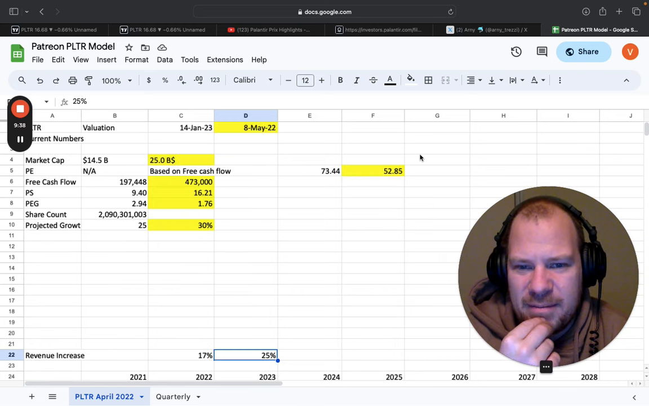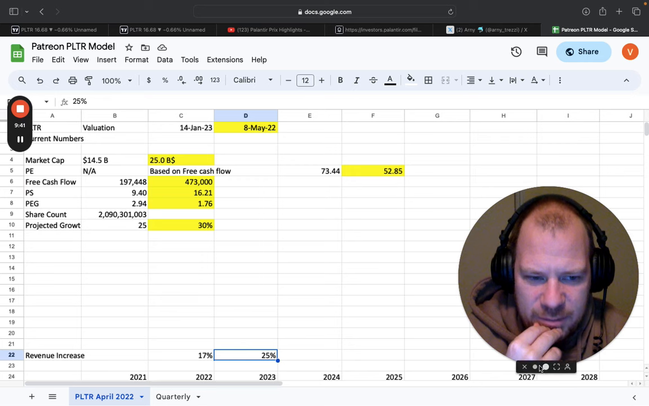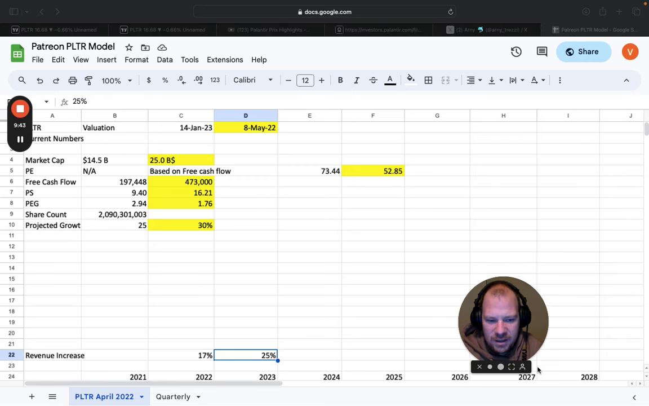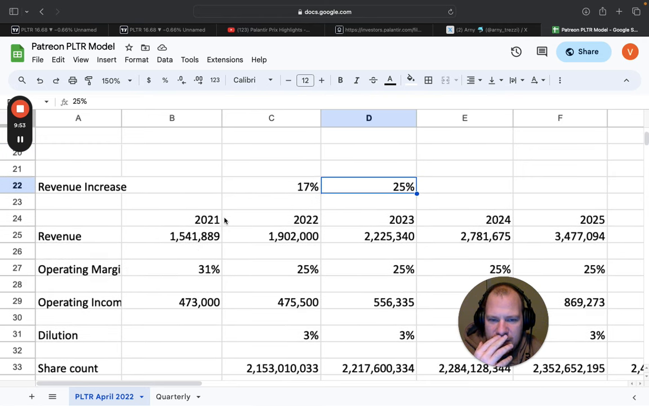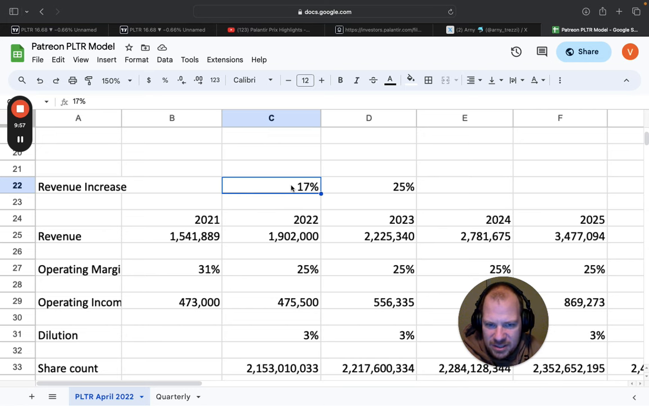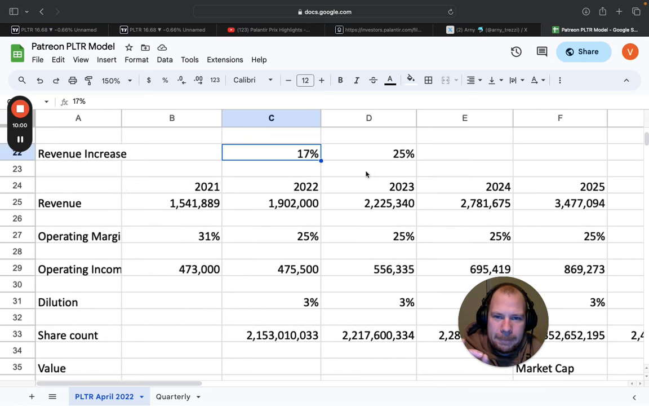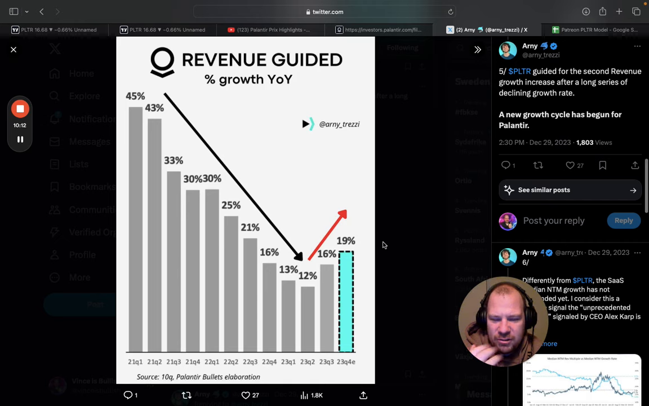So this was my old Palantir valuation model. Let me decrease my face and increase the camera here if I can. Let's grow this to 150%. This year, between 2022 and 2023, they're growing 17%. And this is what I'm projecting their income is going to be. And the question is, we can clearly see that they're re-accelerating on the revenue growth.